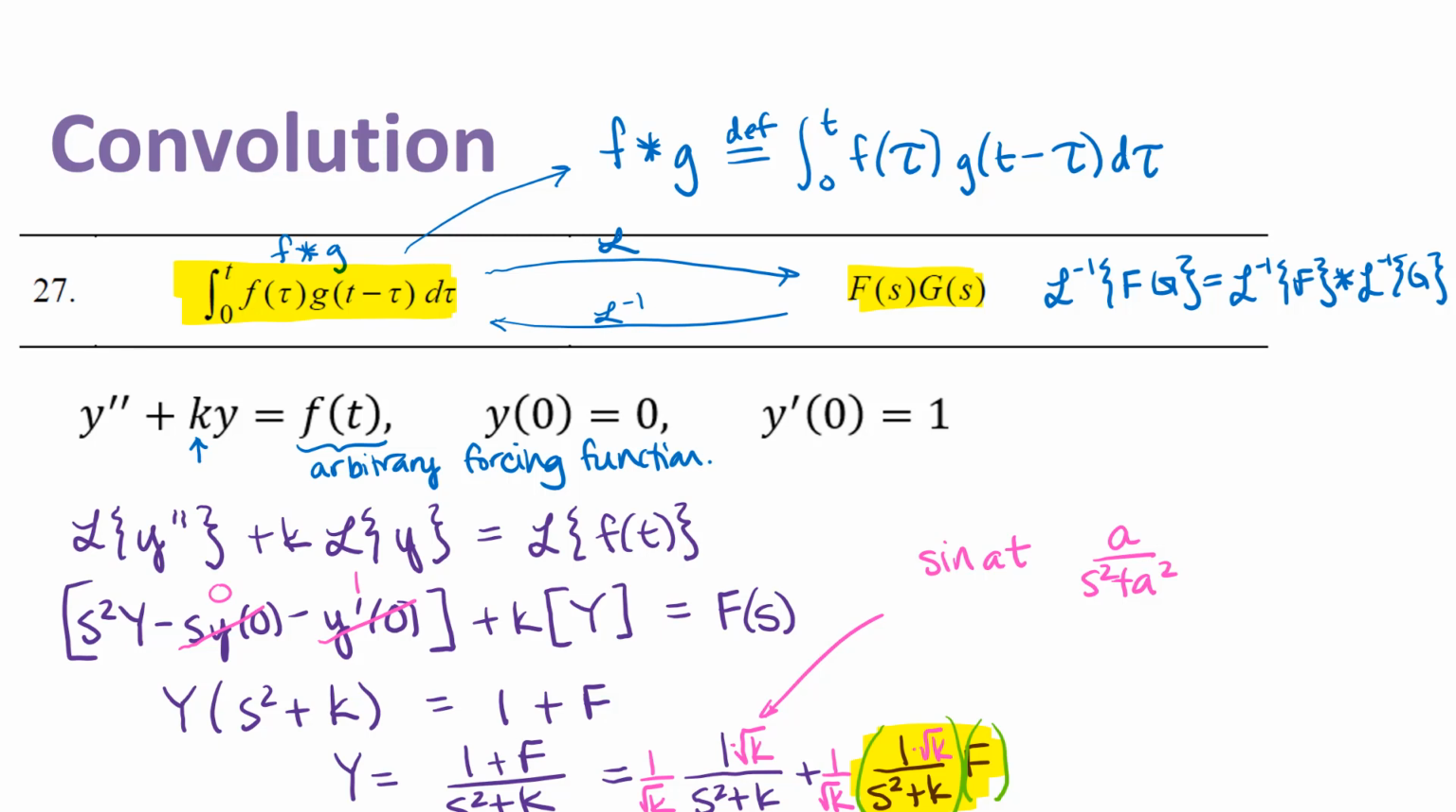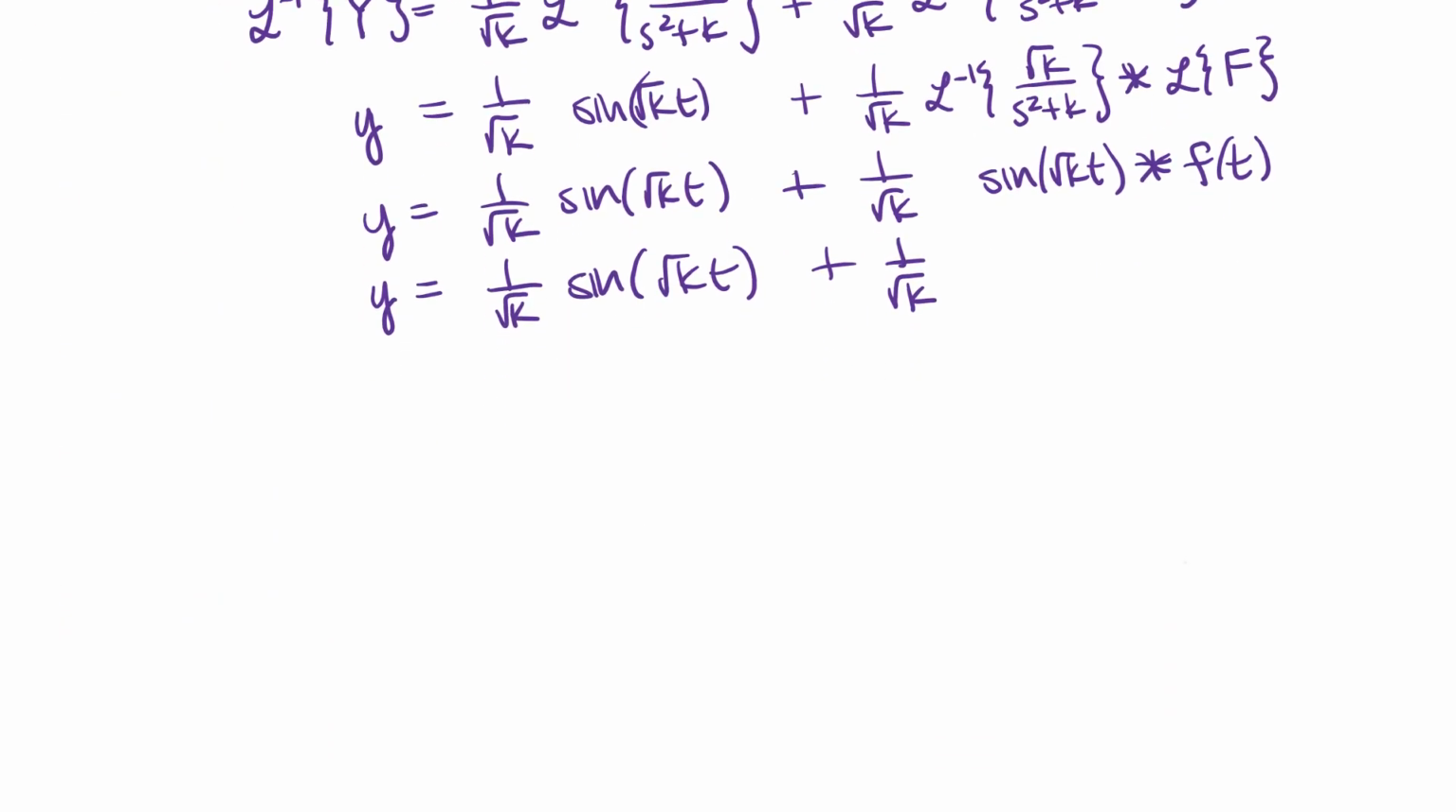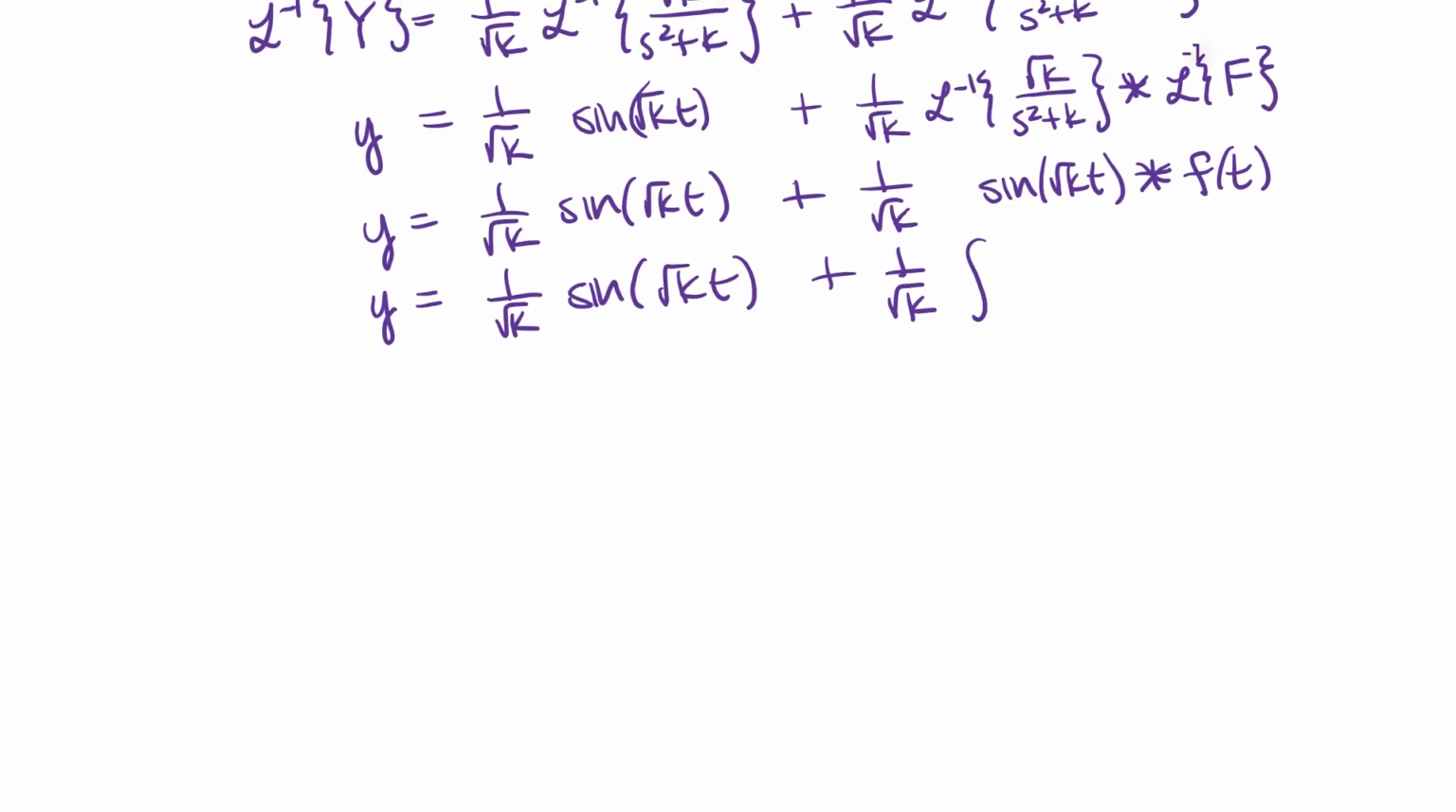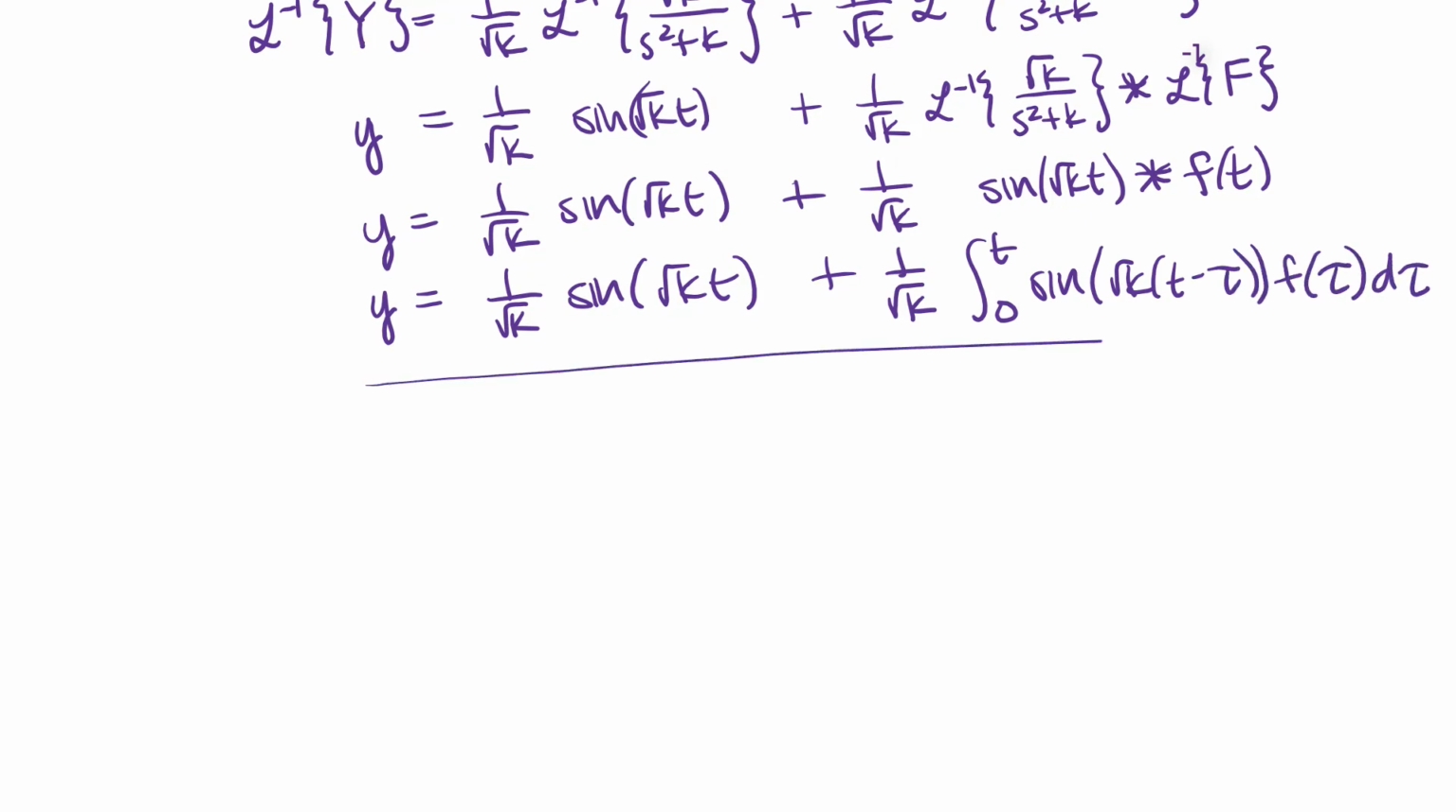And that is commutative, so I can put the t minus tau in the input part of either of my two functions here. I'm going to put it in the sine function in my answer here. All right, so there is my answer written with a convolution integral.